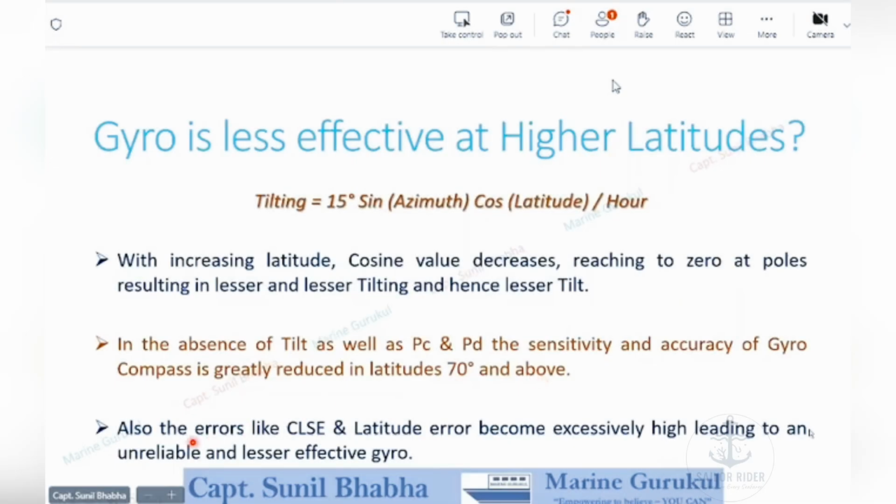Now there is one more point to consider here, that is, there are a few errors in the gyro compass which we will see in the coming presentations. The errors like CLSE. CLSE is course latitude speed error, also known as steaming error, and the second one is latitude error. They become excessively high, leading to an unreliable and less effective gyro. So these are the two reasons why the gyro becomes very less effective in higher latitude and loses its directive force.